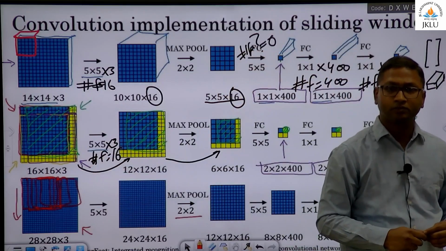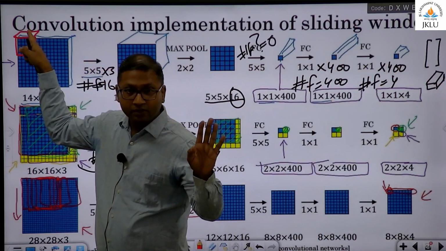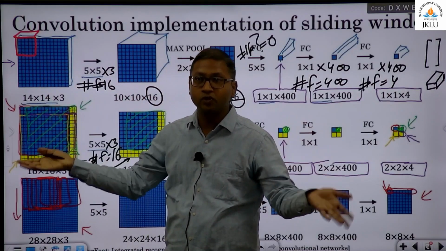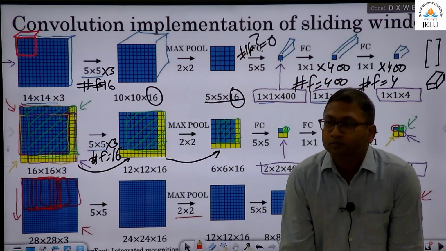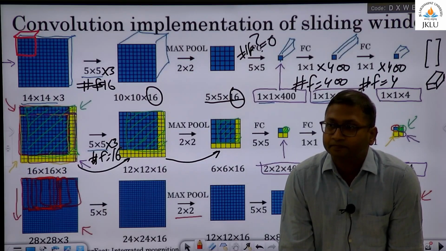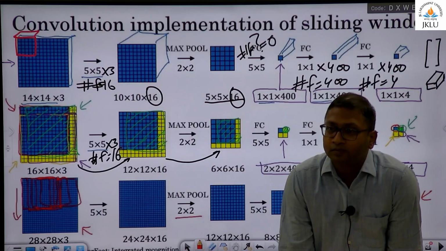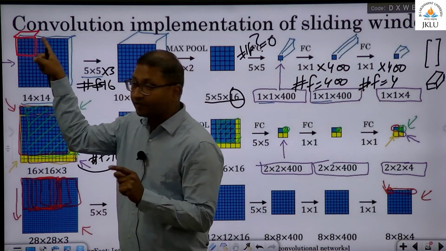Check it out. 5 cross 3, number will be same whether you do it here or here. Yes or no? Questions? How many of you are not with me? Okay, how many of you are with me? Okay. 5 cross 3.